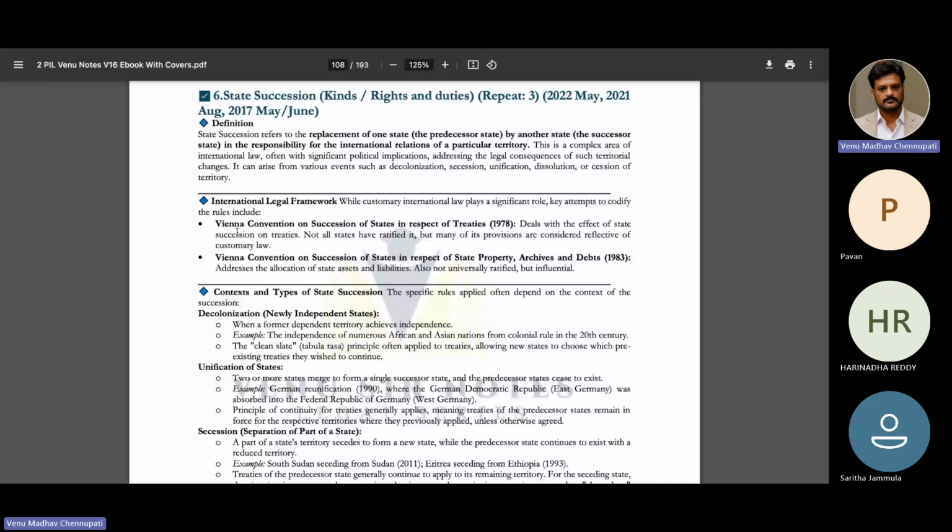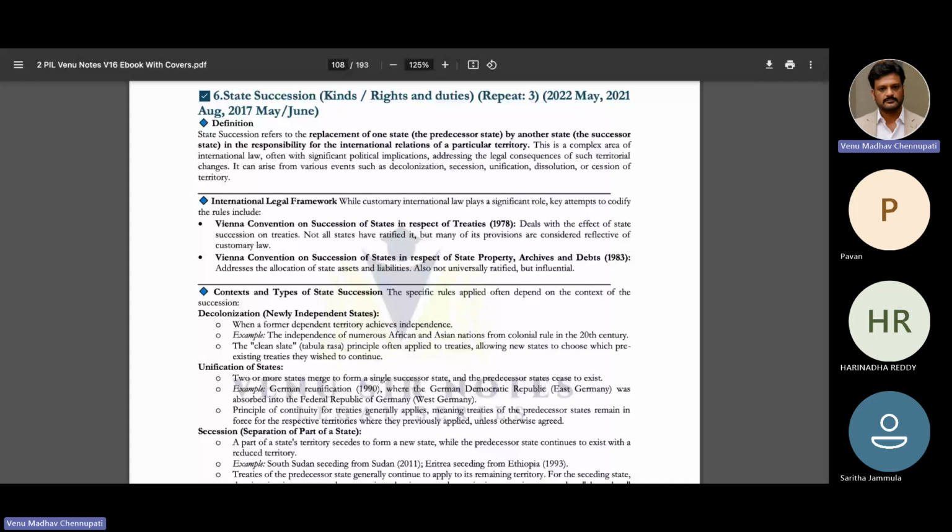6th one is state succession. That means what kind of rights and duties are there for a state. So state succession refers to the replacement of one state by another state in the responsibility for international relations in that particular territory. This is a complex area of international law, often with significant political implications, addressing the legal consequences of territorial changes. It can arise from various events such as decolonization, secession, unification, or dissolution of a territory. So when they are doing this, what is the legal framework?